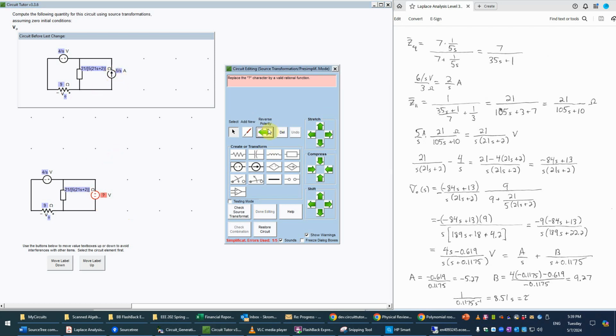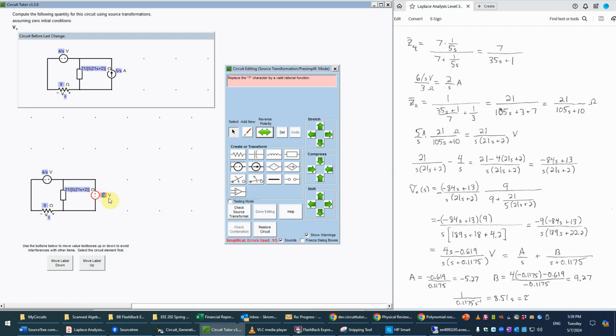So I'll click the reverse polarity button, or you can also do that by right clicking. And then the value, I need to multiply the current source value times this impedance. So I've done that here on the paper. So we have the 5 over S amps times the 21 over, well, I wrote it here as 105S plus 10, but really we can factor out the 5. The 5 will cancel with this 5, and then we end up with a 21 over S times the 21S plus 2. So that'll be the product there after we combine those.